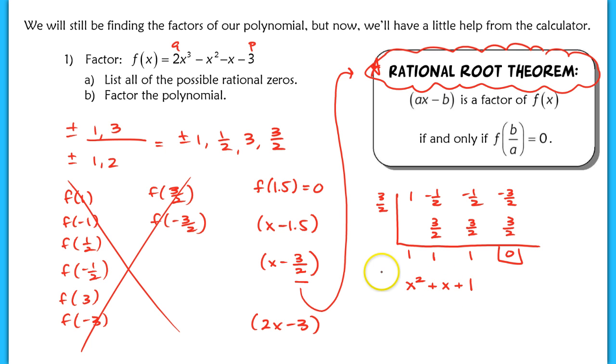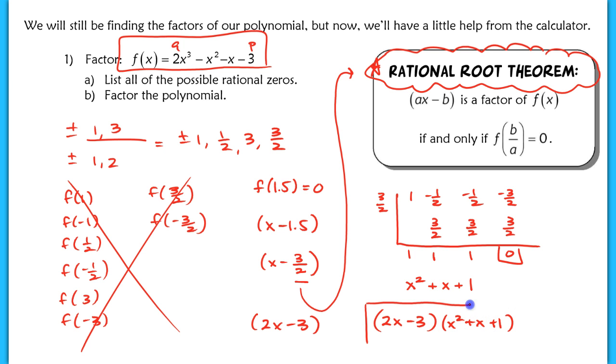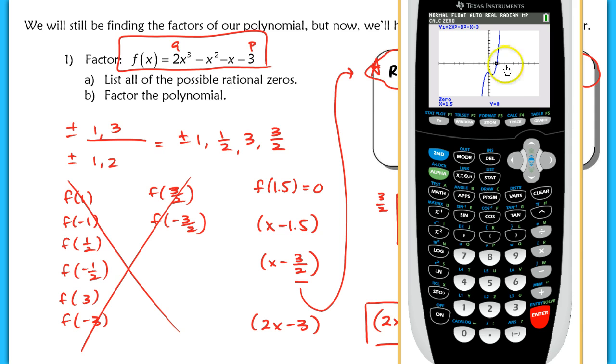Now when I look at this polynomial, this is actually not factorable. There are no two numbers that will multiply to 1 and add up to 1. So the factors for this particular polynomial here are 2x minus 3 and x squared plus x plus 1. We don't end up with any more factors from this particular quadratic. And you can actually see that if we go back to our graph here. See how it's only crossing one point here. It only has one rational 0, and that's the one that we found, the 3/2.